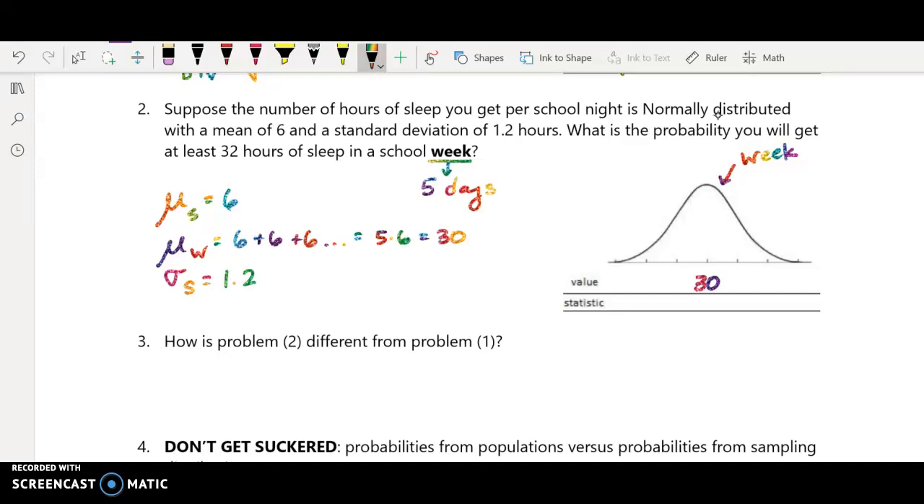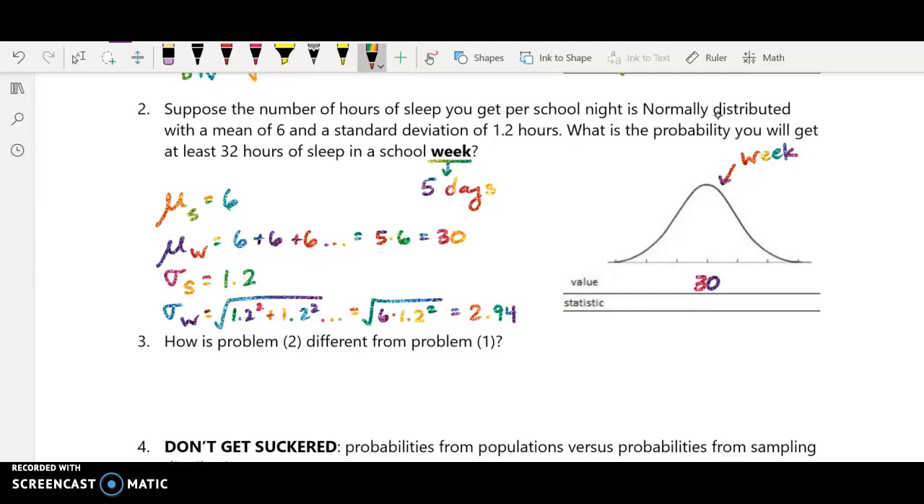You might multiply 1.2 by 5, but we're not stretching our data here by a factor. We're actually combining multiple days, and when we're combining multiple days, that means we're going to need, again, to do variance. When I work that out, I get a standard deviation of 2.94 for my total hours of sleep in the week.